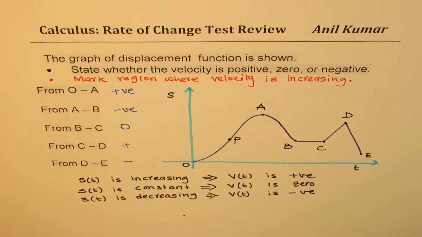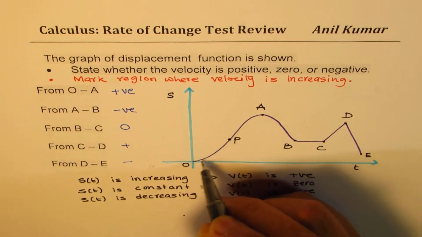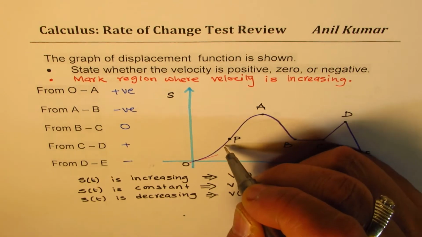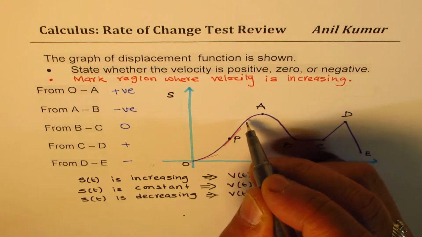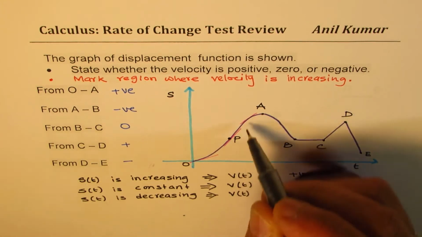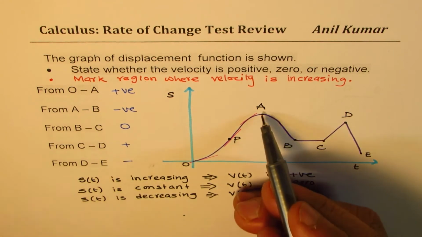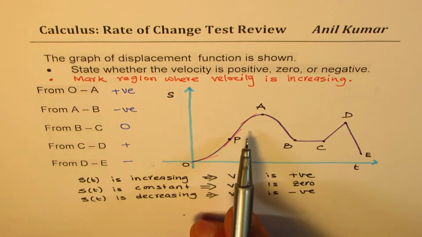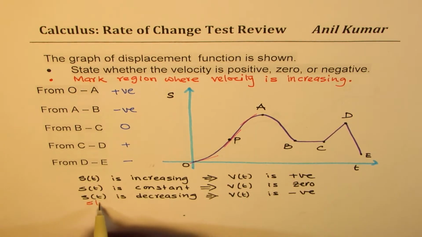The other way which we could do is you could draw tangent lines. So if you draw a tangent line anywhere in this interval, what do you notice? You notice that the slope of this is positive. So slope means velocity, right? So the second criteria which you can look into is slope of tangent line.